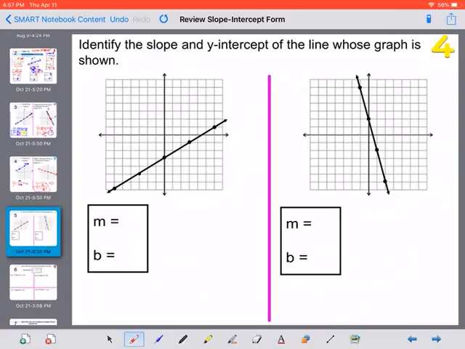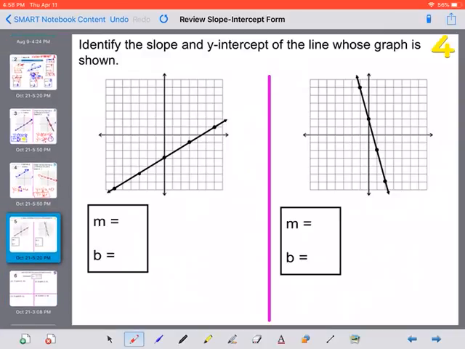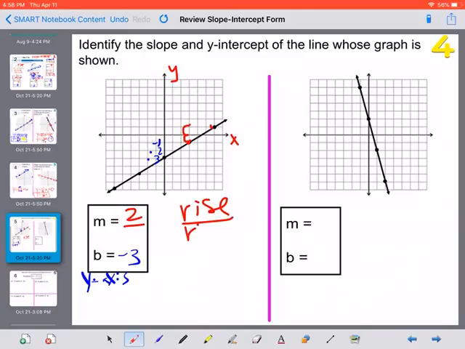Now, last slide, we have one or two left. So it says identify the slope and y-intercept of the line whose graph is shown. So here we have our graph. First thing I like to do is find where we begin on our y-axis. So we're beginning at -1, -2, -3, and then use any 2 points to find your slope. I'm going to pick these 2 over here, and I'm going to count rise 2 and run 1, 2, 3. So our slope is 2 over 3.